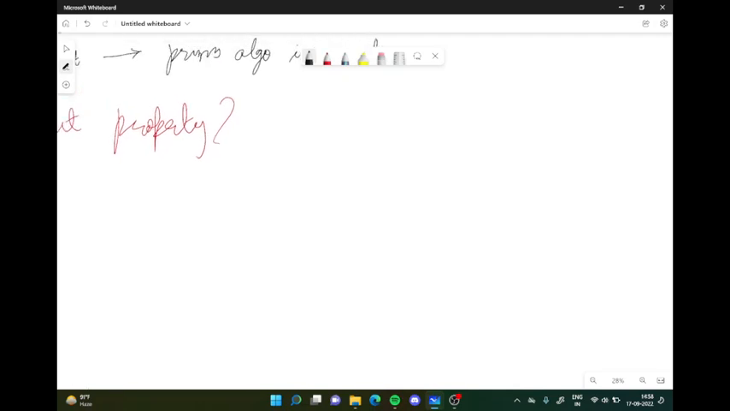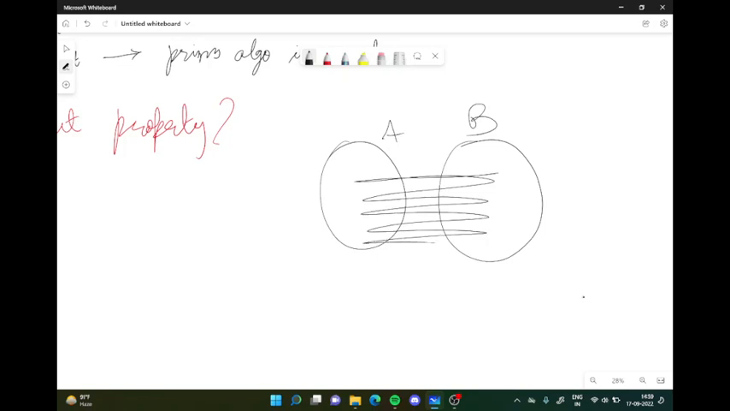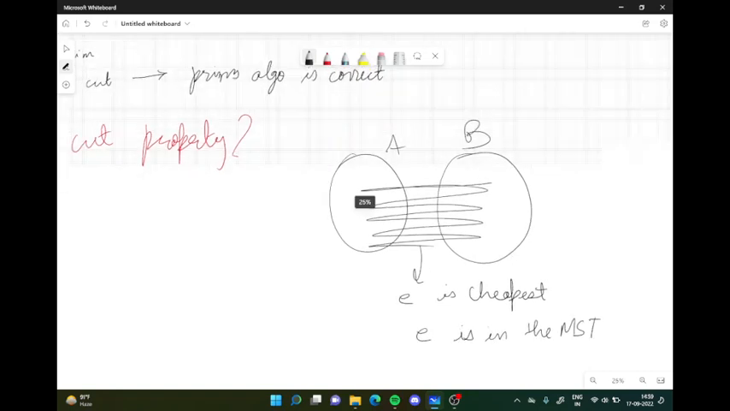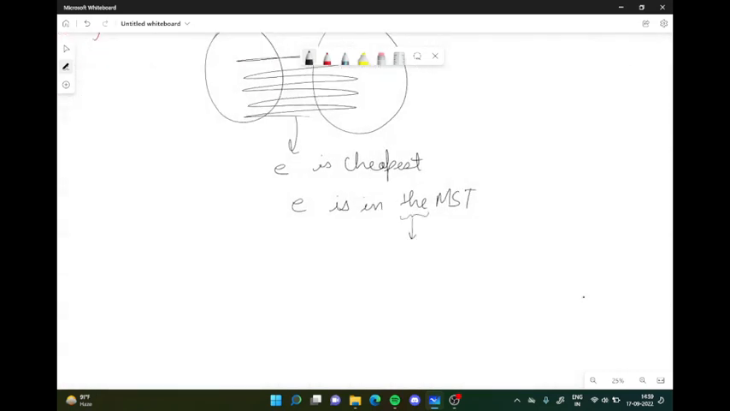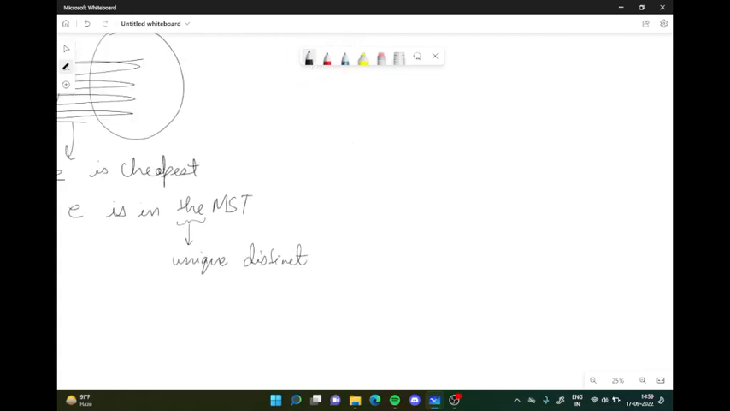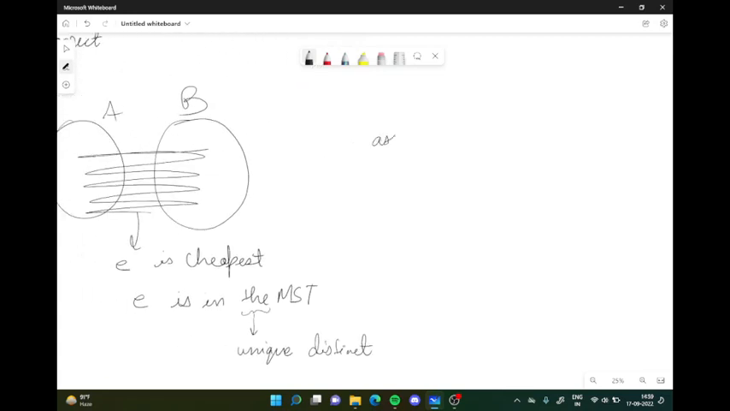So let's see. The cut property is: suppose there is this cut A and B of graph G, and these are the edges crossing it, and E is the cheapest edge. So the cut property says that E must be in the MST of the graph. And here I mean it's going to be a unique MST, and that is true if there are distinct edge costs. Okay, we are going to assume that there are distinct edge costs. So let's assume for the time being that the cut property is false.